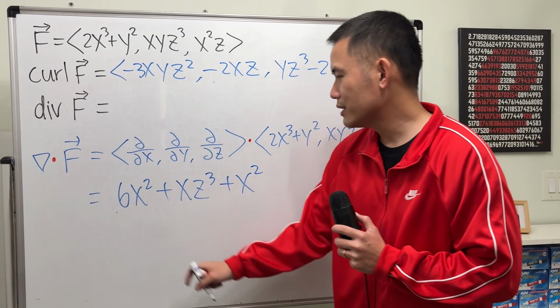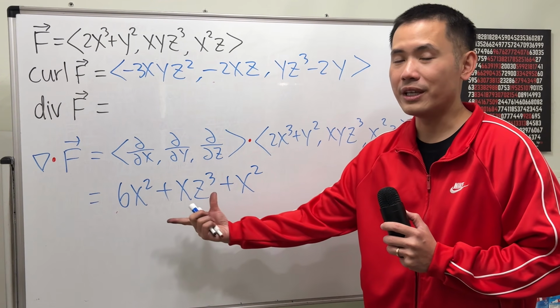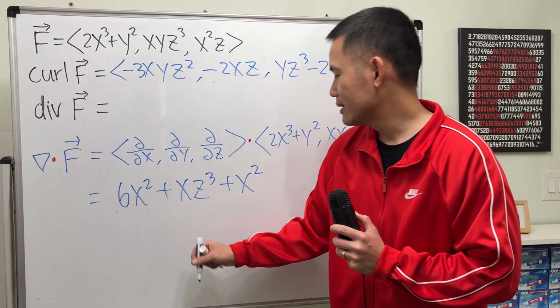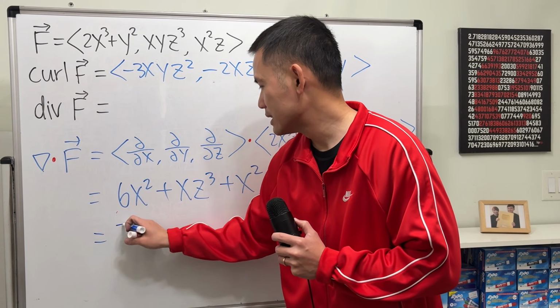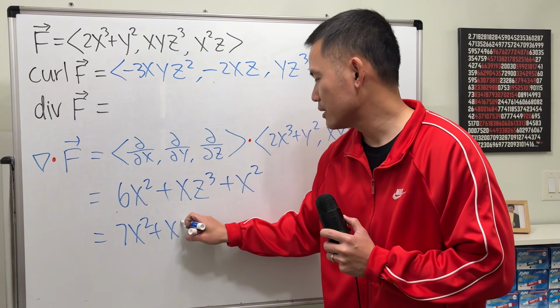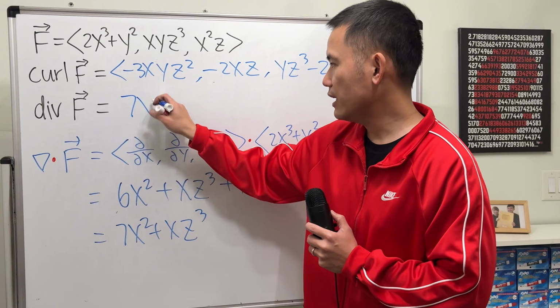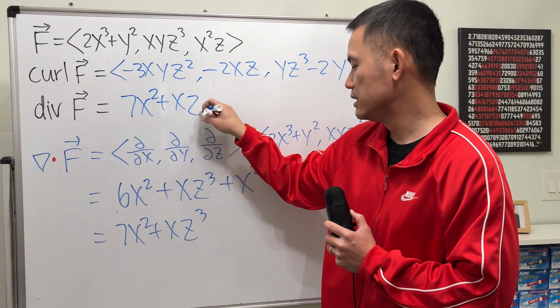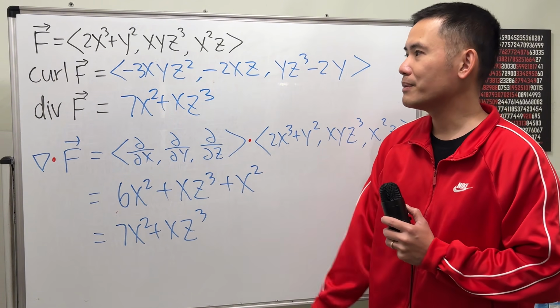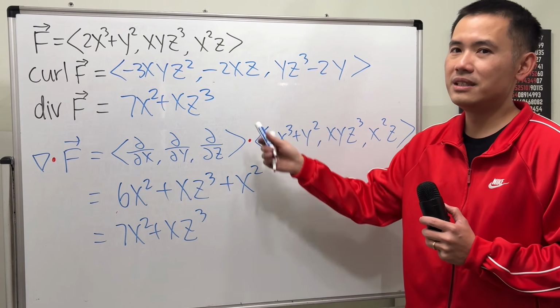Now for this right here, notice there are just 3 separate expressions and you can add them up, right? This and that, which you will get 7x squared, and then this right here stays. So for the divergence, we just get 7x squared plus xz to the third power. So yeah, this is the curl, this is the divergence.